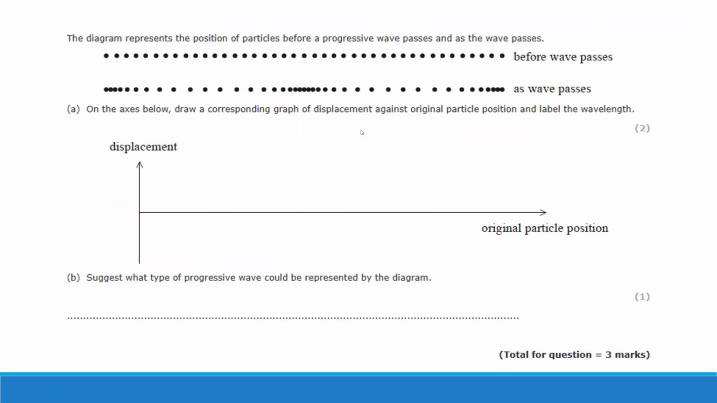The diagram represents the positions of particles before a progressive wave passes and after it passes. On the axis below, draw a corresponding graph of the displacement against position, which, by the way, position is the same as distance. So it's the same as a displacement distance graph. It also says to label the wavelength. So who wants to do this question? Who's confident now that they could sketch these displacement distance graphs? Go on, Maya. Do this question and walk us through your thought process.